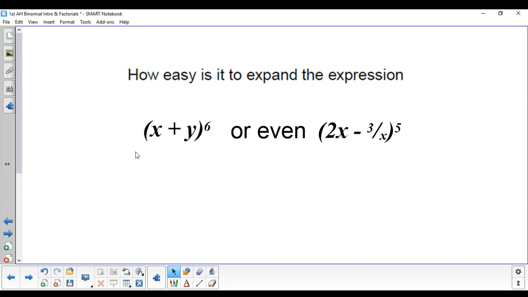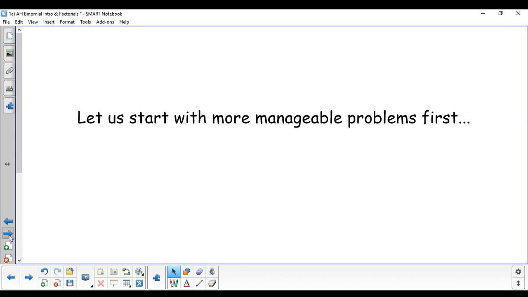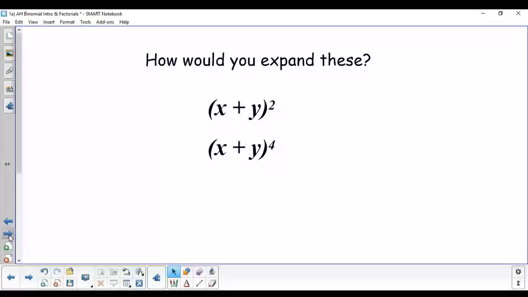I would expect you to be able to expand some brackets easily, but I think you'd find that pretty hard. And this exceptionally difficult, but by the end of this section, that's what you should be able to do. So you're going to learn techniques to cope with such problems, but let's start with more manageable problems first.